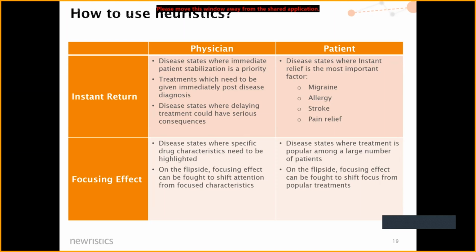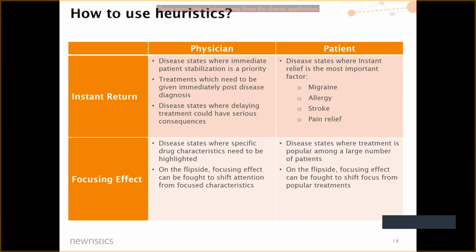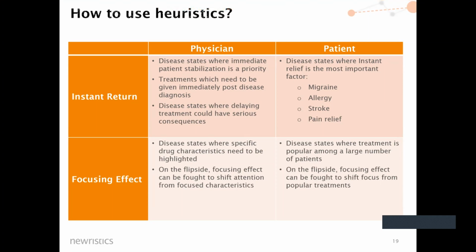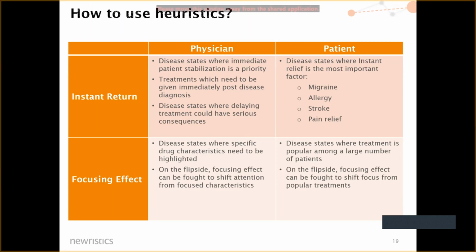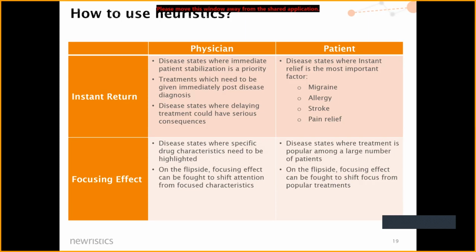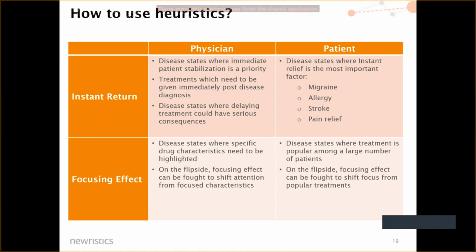Obviously, for instant return, what you're looking for is disease states where immediate stabilization is a priority. It could be mood or psychiatric conditions, when the patient is in a manic or depressive state. We also give examples of diagnostics, where the perception is that immediately getting results, whether of a diagnostic test, a treatment or a procedure, seems very important, or you can make it very important, even though rationally there isn't a need for that kind of hyper immediacy or hyper urgency.